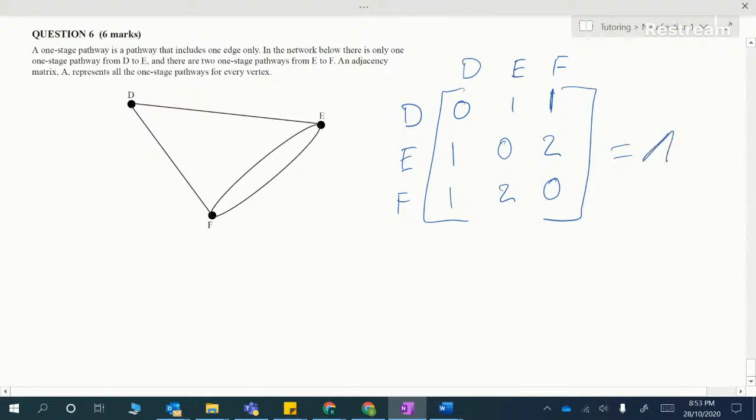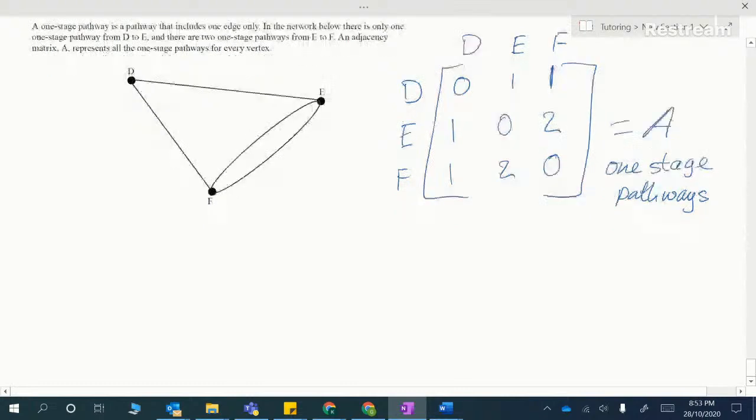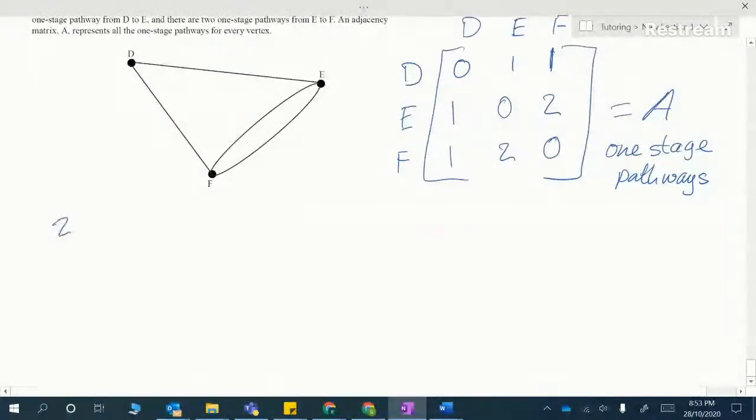And let's call that matrix A. One stage pathways, one stage, not one step. To find two stage pathways, you have to square the one stage pathways, okay? So that means multiply matrix A by matrix A, okay?